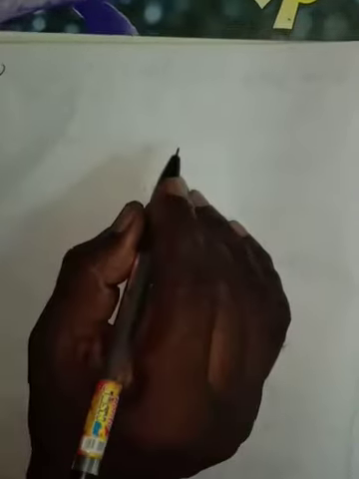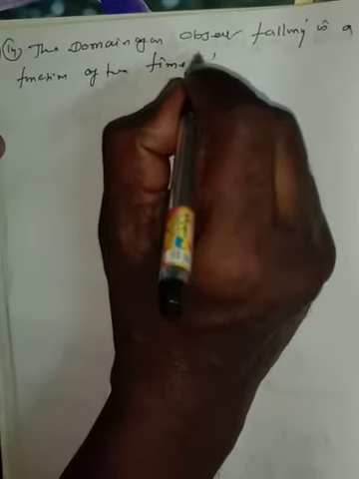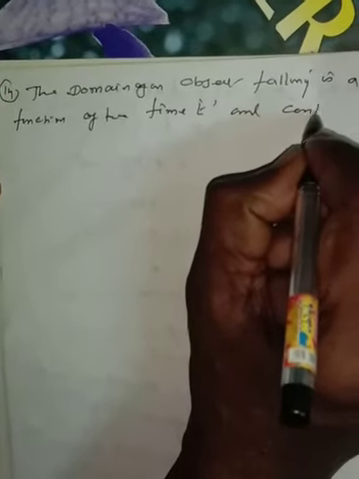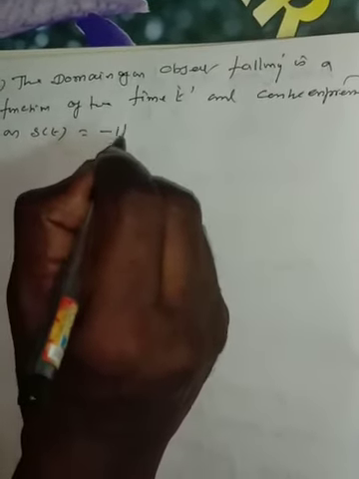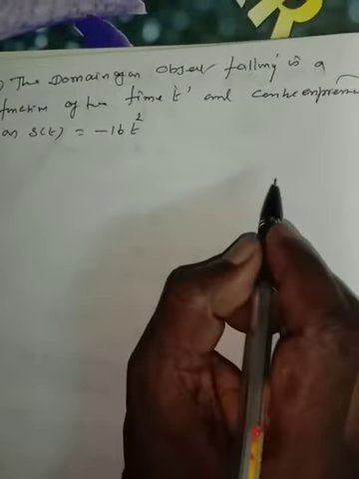The distance of an object falling is a function of the time t and can be expressed as s of t is equal to minus 16t square. Graph the function.